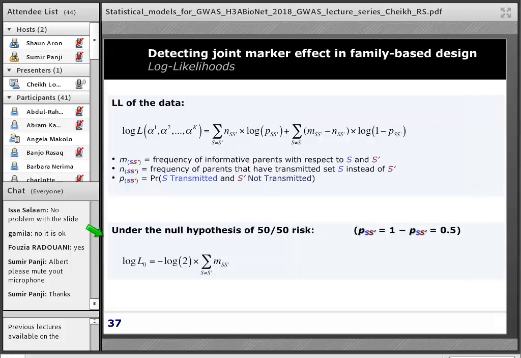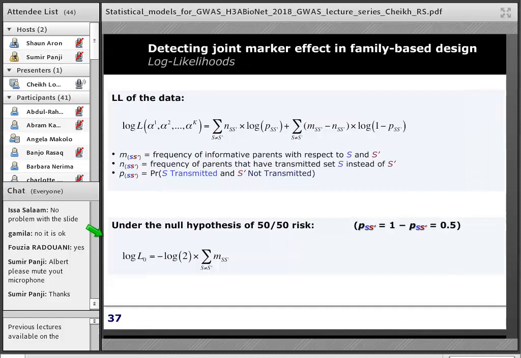I don't know why I cannot have access to the arrow. Okay, here.